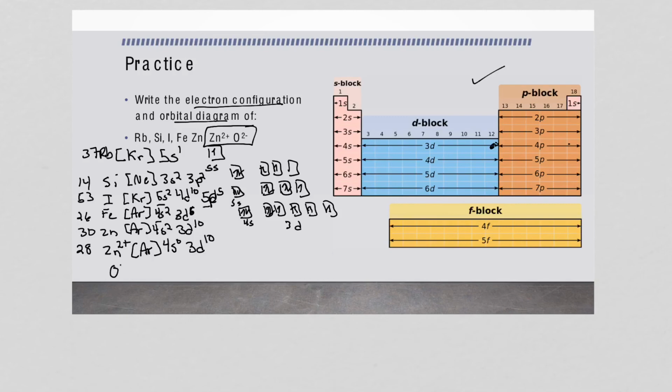Now O2 minus. So oxygen is element 8. And so with the 2- charge, it has 2 extra electrons, so it has 10. So I'm just going to go ahead and write out the full configuration. So this is 1s2, 2s2, and oxygen would normally be here, right? We gain 2, and we get over to be like neon, or in other words, we have 2p6, right?